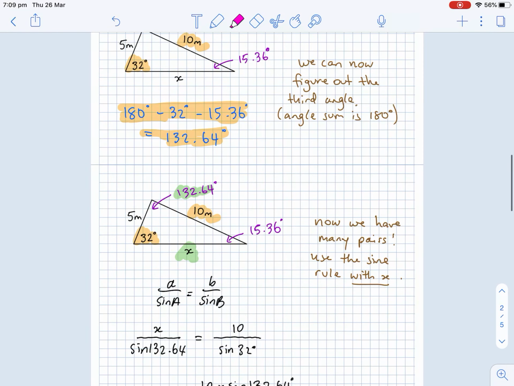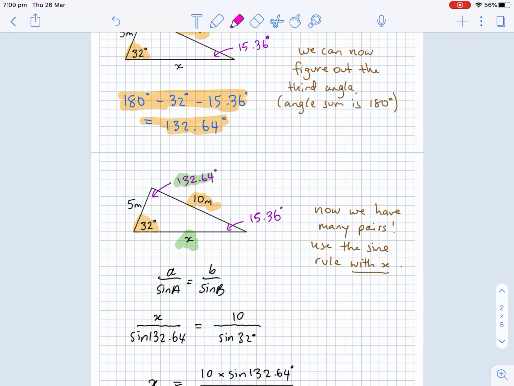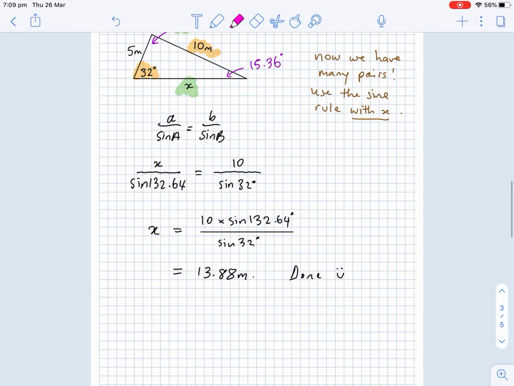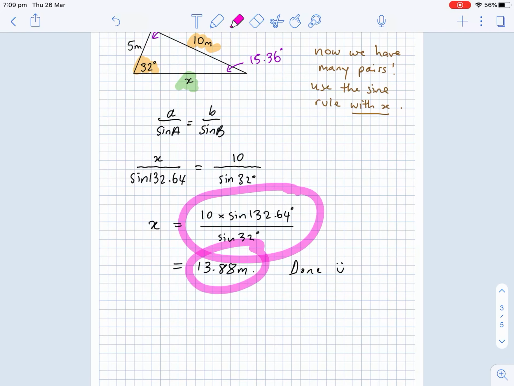And now we know heaps about our triangle. We've got many pairs. And the idea is now that we can make a pair with x and another pair, and we can use that for the sine rule. So we pretty much had to use sine rule twice here for this to work. Okay, so when we do that, we put our x and our 132 together, just like this. And our 10 and our 32 go on top of each other like this. And then we get x by itself by multiplying by that. So we times by that. And then we're left over with this in our calculator, and x equals that.